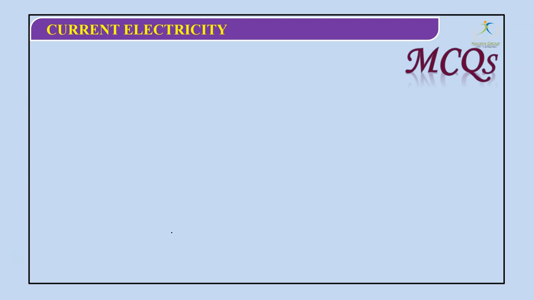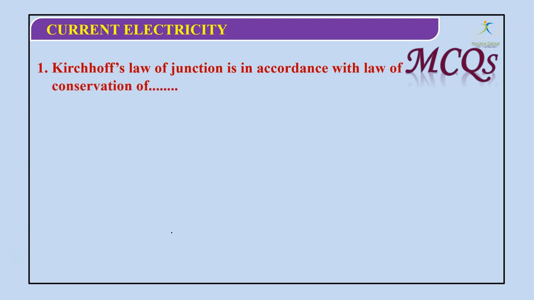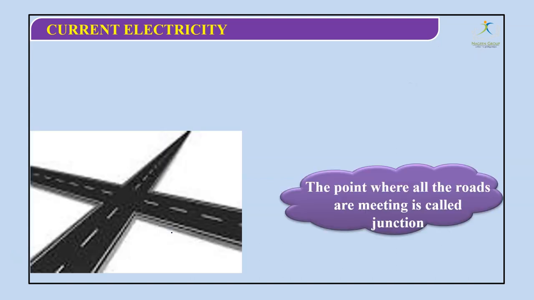So let's start with the MCQ part, the multiple choice question, so that we can check whether we understood the earlier topic or not. Kirchhoff's law of a junction is in accordance with the law of conservation of: charge, current, energy, or both A and B. The correct answer for this question is both A and B.